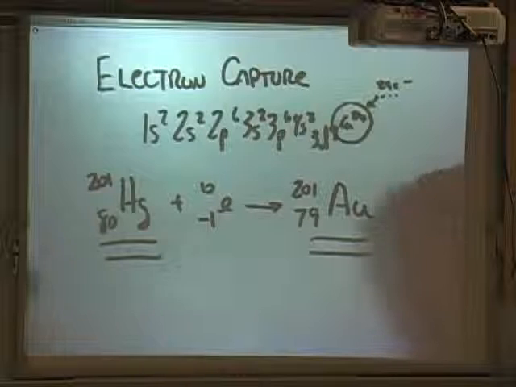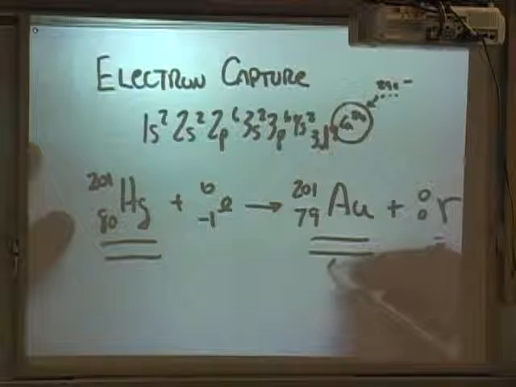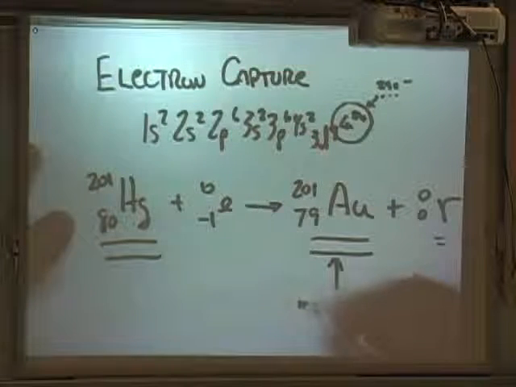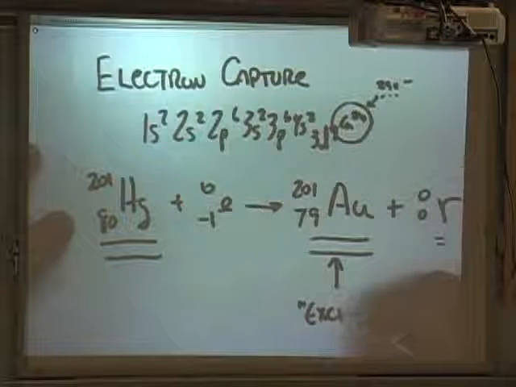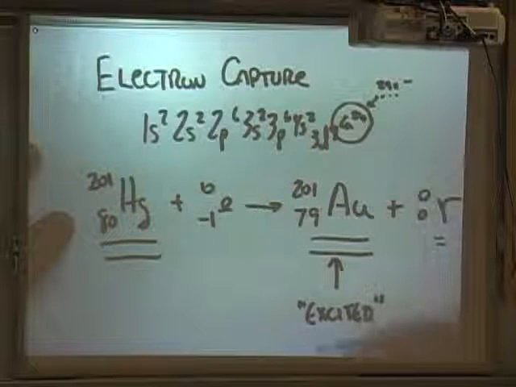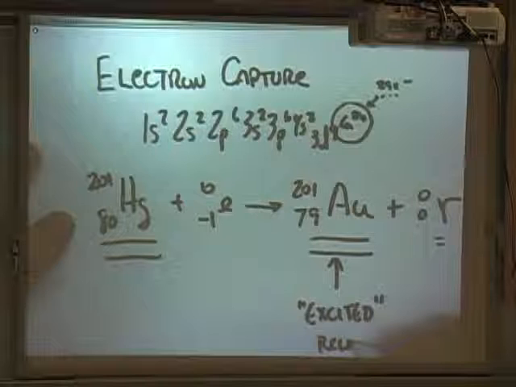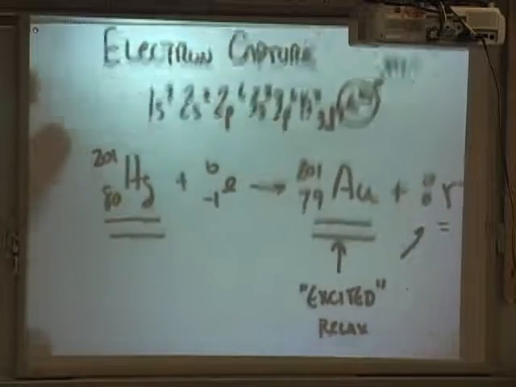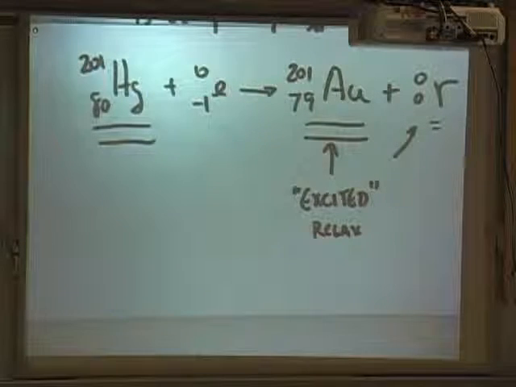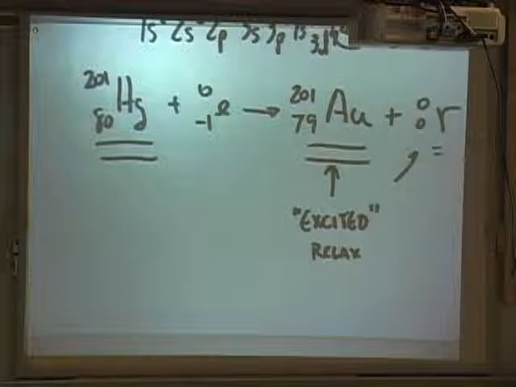I think I said that in gamma ray production, this element right here is going to be, quote, excited. And in order for it to relax, it gives off a gamma particle. That's off the top of my head, and I know this will be a surprise to you, but I have been wrong.